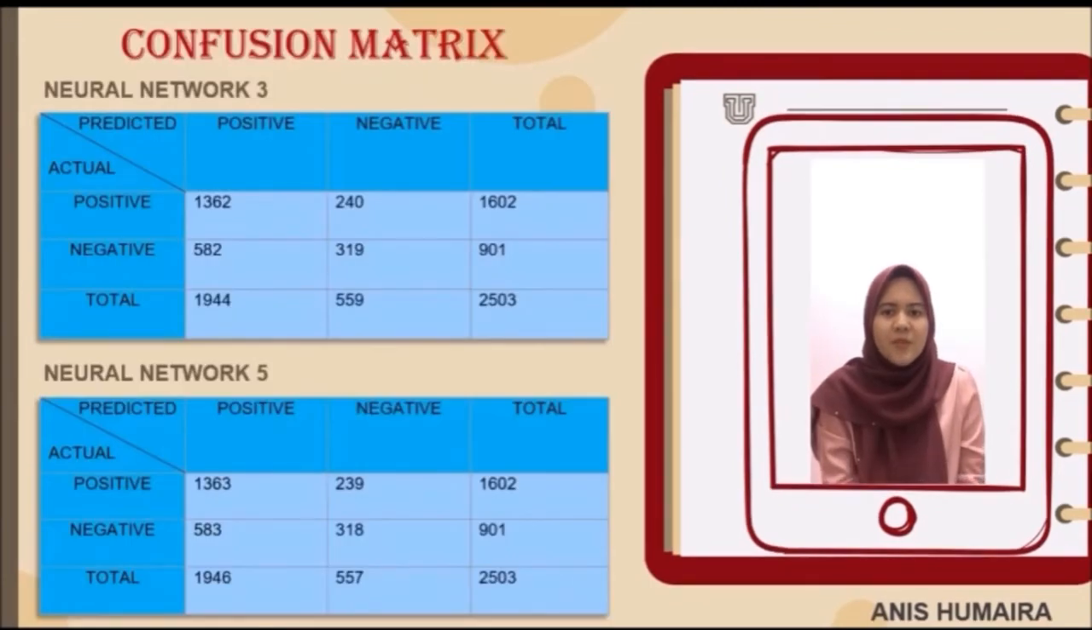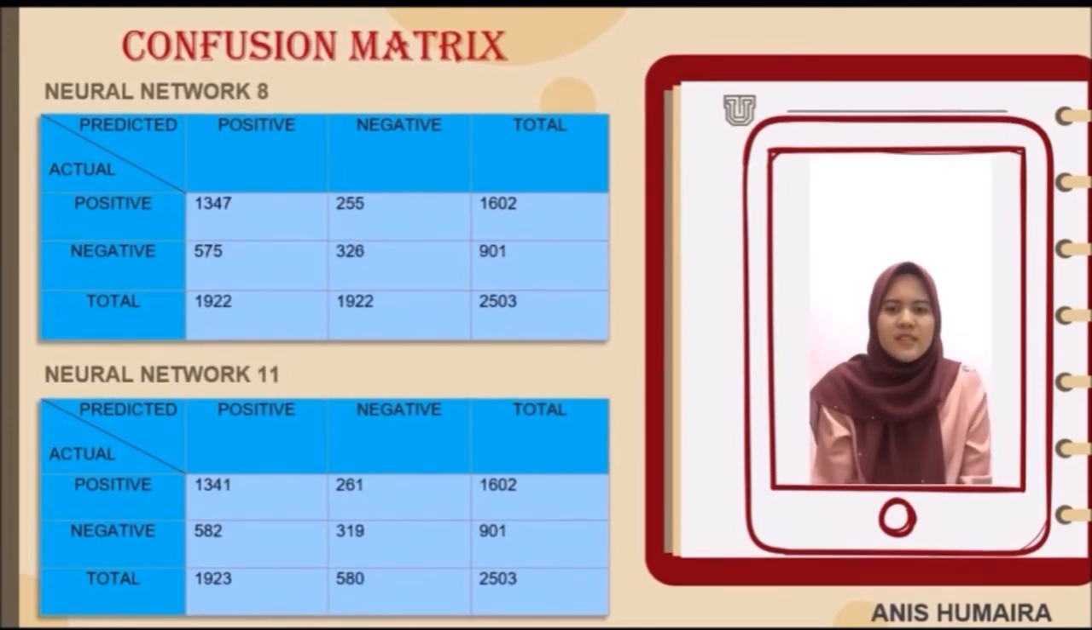From here, we can see there is a confusion matrix table for neural network 3 and neural network 5. From this table, we can find the value of specificity and sensitivity. Next, we can see here there's a confusion matrix for the models neural network 8 and neural network 11. From these tables, we also can find the value of specificity and sensitivity for these 2 models.